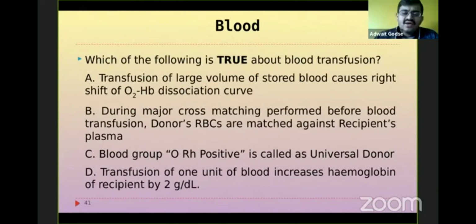This is a topic from the respiratory system, but very closely related to blood, so I have coupled this. So transfusion of a large volume of stored blood causes right shift of the O2 hemoglobin dissociation curve. During major cross matching performed before blood transfusion, donors' RBCs are matched against recipient's plasma. Blood group O Rh positive is called the universal donor. Transfusion of 1 unit of blood increases hemoglobin by 2 gram percentage or 2 gram per deciliter.